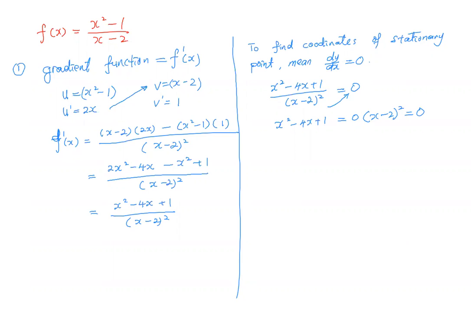Right? So now this is a quadratic. If you want to get the exact value, you have to use the formula. This one cannot be factorized. Or if your calculator can give you the exact value, go ahead. I don't have that calculator, so I use the formula x equal to negative b plus or minus square root of b squared minus 4ac, over 2a.